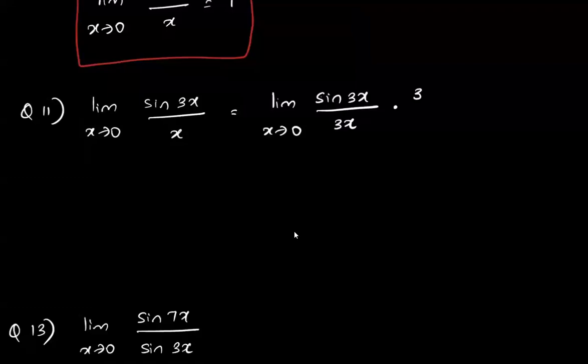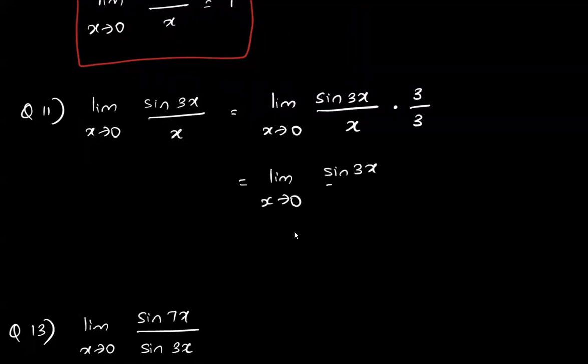So basically what we have done is, let me rewrite it in a different way so you can see what has happened here. This is my original problem. Now if I multiply and divide by 3, this can be rewritten like so. And this limit becomes 1 times 3. Therefore, the answer is 3.